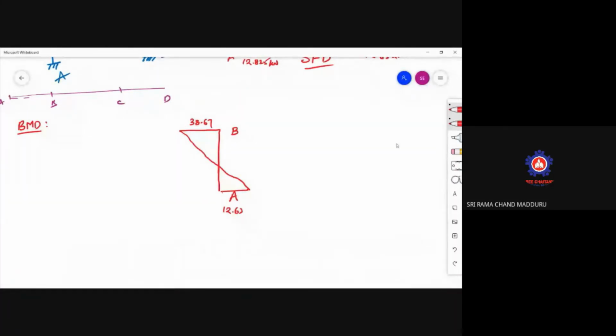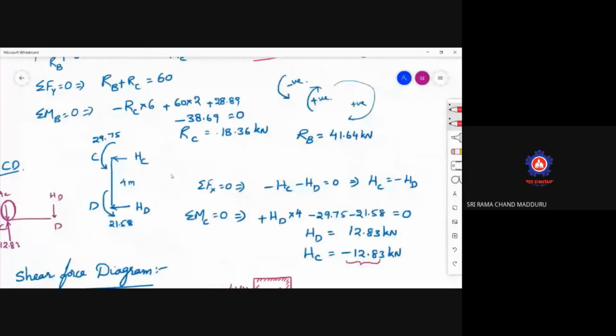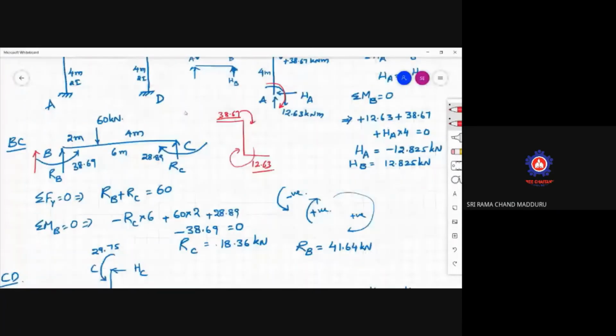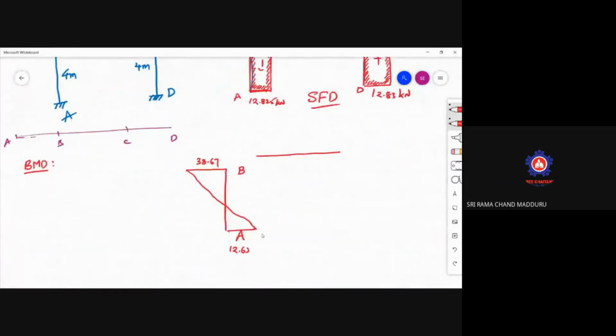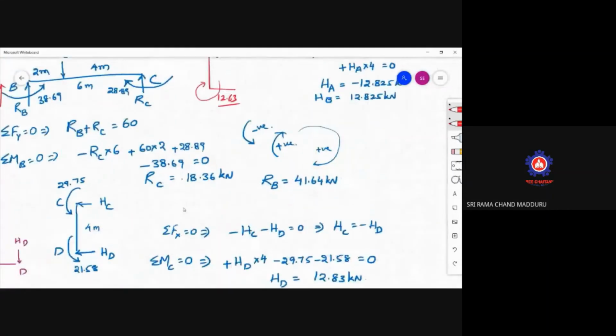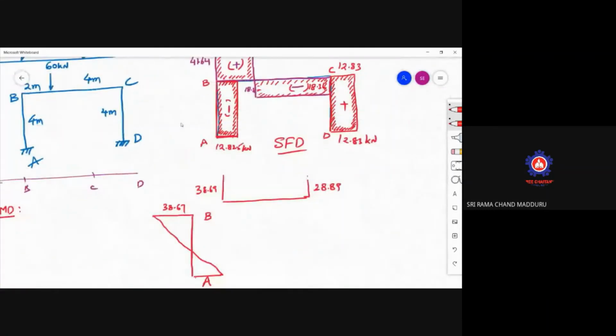Now coming to BC. For the BC portion, the support moments are MBC. What is the value of MBC here? 38.69, 28.89. I think 28.89, let me check once again. That is 28.89, right. Now these are support moments, which are negative.